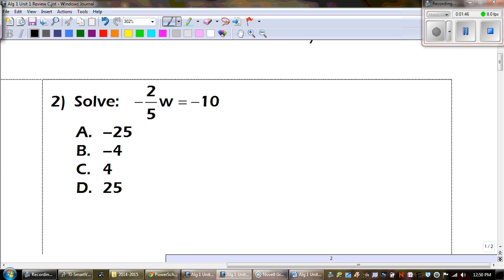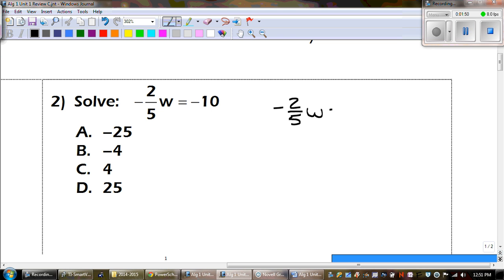Okay. Number 2. Once again, I'm just going to rewrite it over here so I've got a little bit more room. Now, we do not divide by fractions, okay? When we cancel fractions, we want to multiply by the reciprocal. Now, the reciprocal isn't 5 over 2. It's the exact same thing flipped. So if it's negative, it's got to be negative over here too. And I'm going to multiply by, yep, that's right, negative 5 over 2.